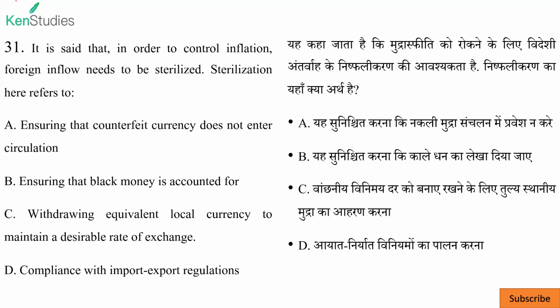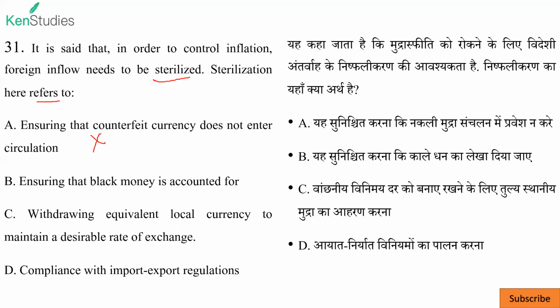Next, question 31. It is said that in order to control inflation, foreign inflow needs to be sterilized. Sterilization here refers to, sterilization means you have to control it. You should not allow more and more funds to come from abroad. So you have to stop that. Next, the first option: ensuring that counterfeit currency does not enter circulation. This is not the meaning of sterilization. Yes, you should stop counterfeit currency, but it is not the correct option.